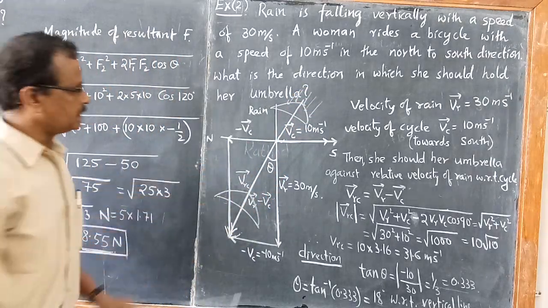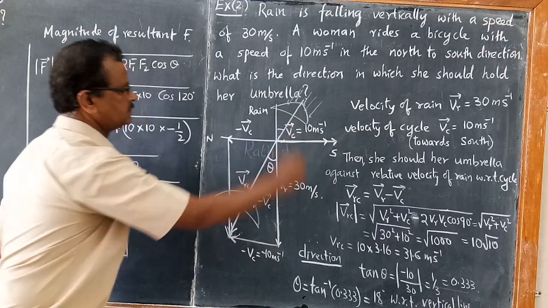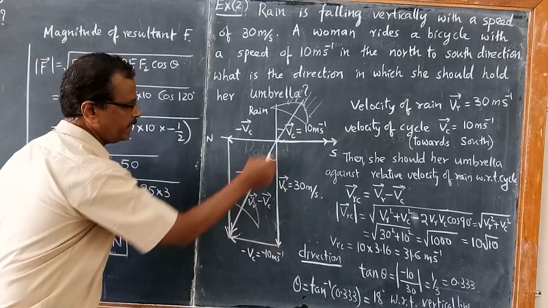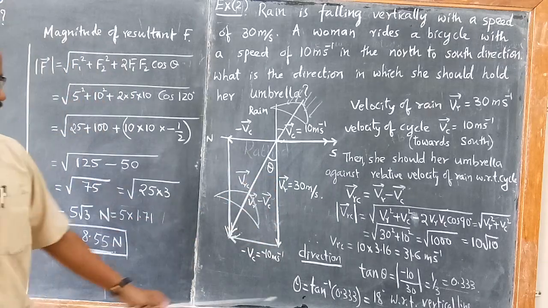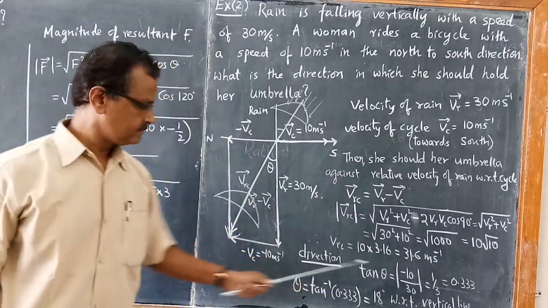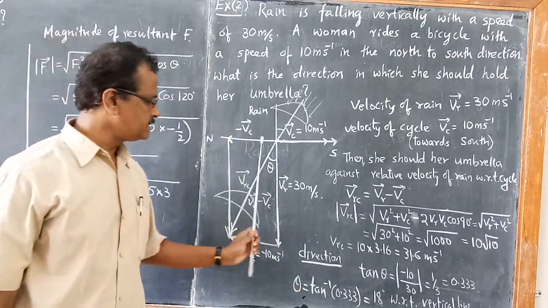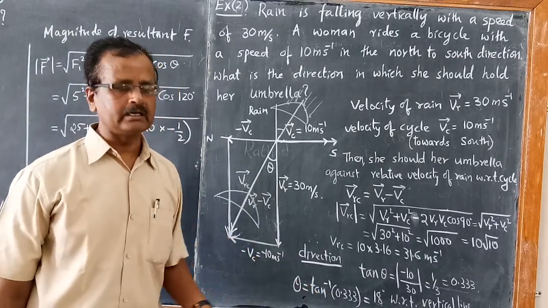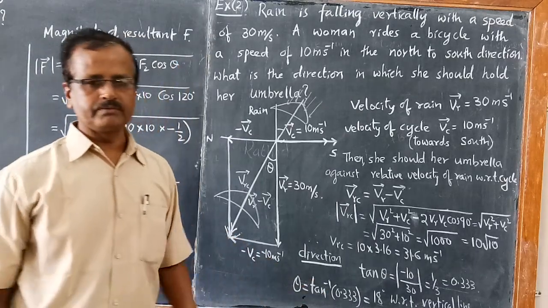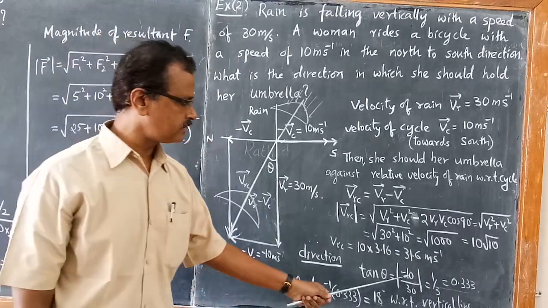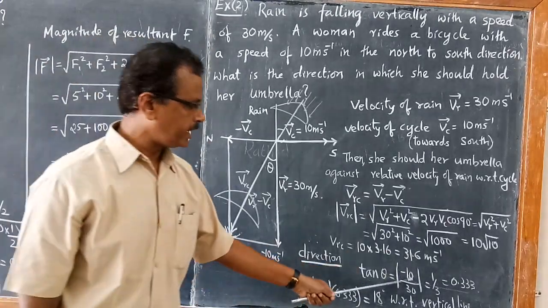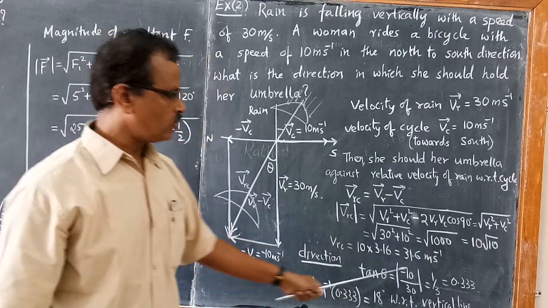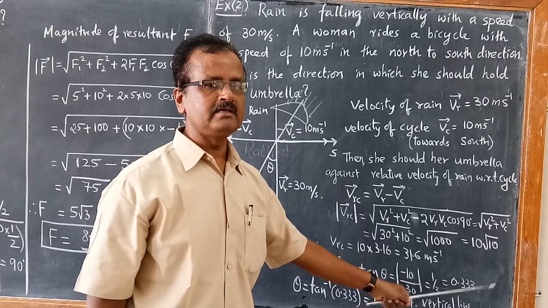So what is that angle? This angle is same as this angle, theta. So tan theta equals opposite divided by adjacent. Opposite is minus 10, adjacent is 30. Whether it is minus 10 or plus 10, we want to find out the angle. Therefore we are taking the modulus value. Modulus of minus 10 becomes plus 10. So 10 divided by 30, the 0 cancels, it becomes 1 by 3, which is 0.333.